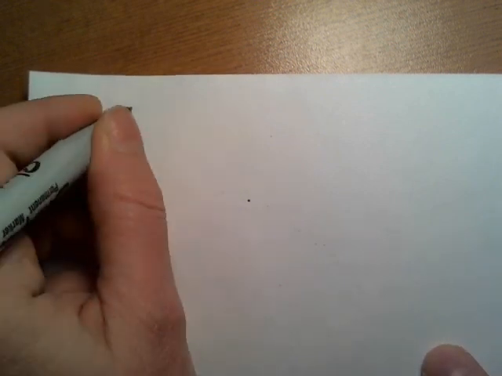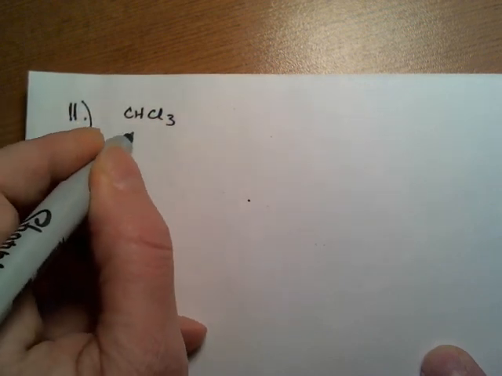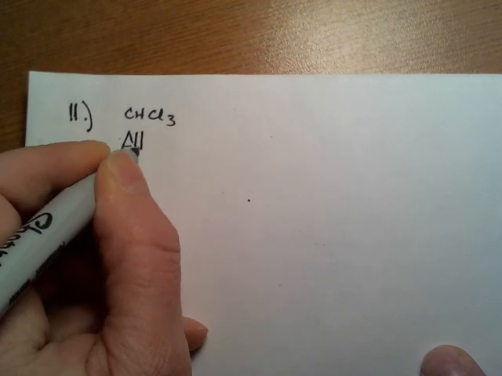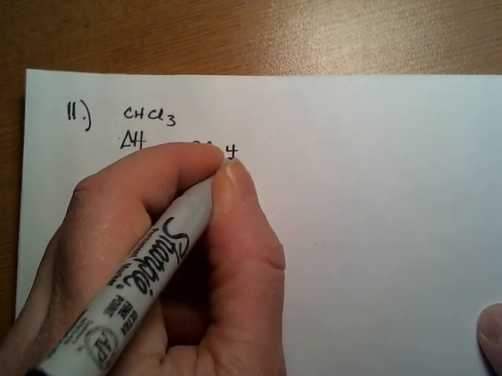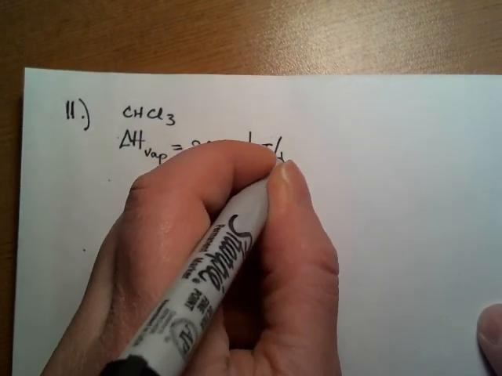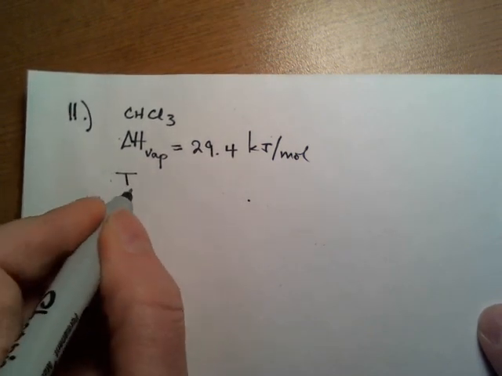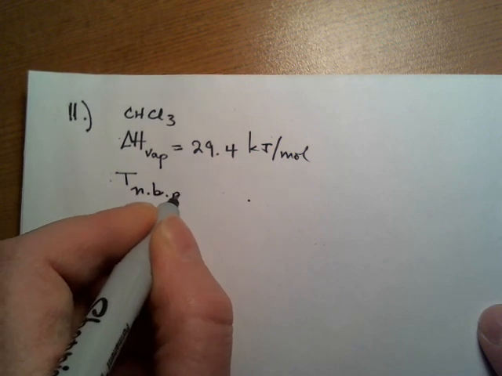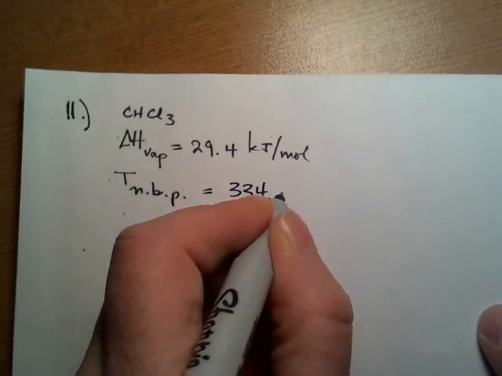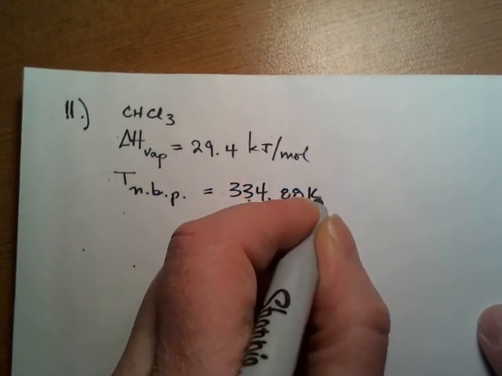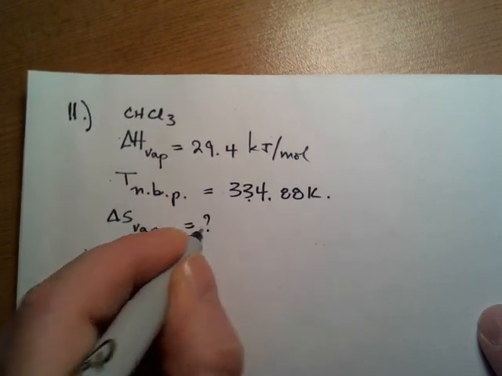So chloroform, CHCl3, we know that delta H of vaporization is 29.4 kilojoules per mole, and the temperature for boiling, I usually do this, normal boiling point, is 334.88 Kelvin, and we want to know what is the entropy of vaporization.